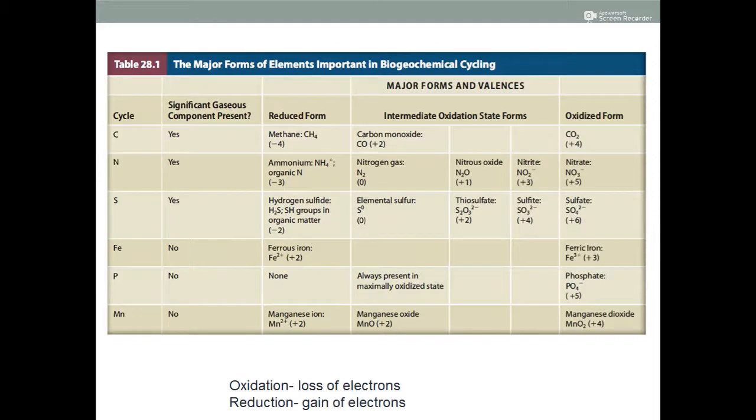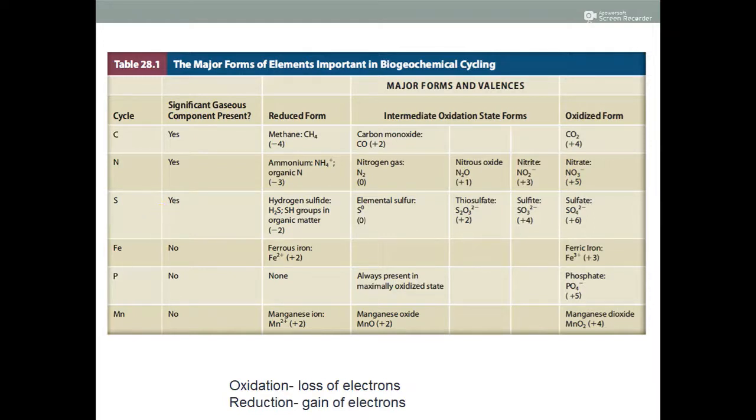As we look at the sulfur cycle, we can see that sulfur can occur in different forms, either in reduced forms like hydrogen sulfide, or as SH groups found in organic matter, or it can be found in various oxidized forms such as elemental sulfur, thiosulfate, and sulfate. And you can see that gaseous compounds are also present in the sulfur cycle.